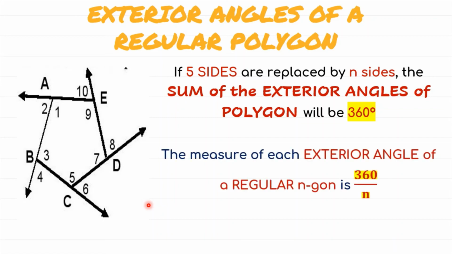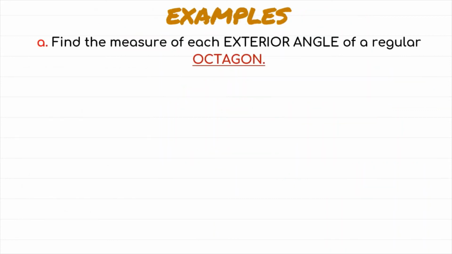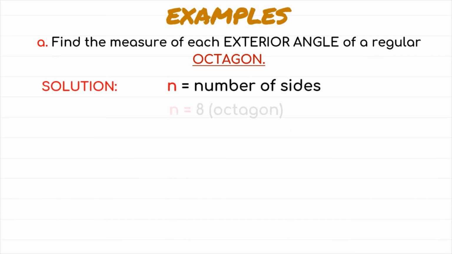The measure of each exterior angle of a regular polygon is 360 over n. Actually po, ang exterior angle po, kahit anong polygon, 360 po palagi. Okay. So, find the measure of each exterior angle of a regular octagon. Pag regular po, tandaan, equilateral and equiangular. So, octagon meaning we have 8 sides. So, ang n natin is 8.